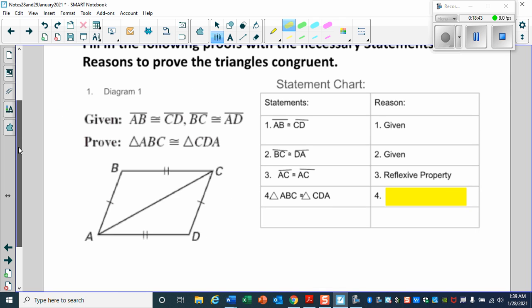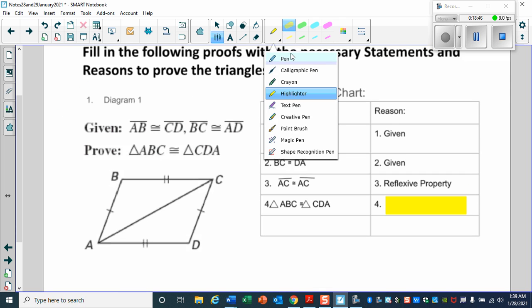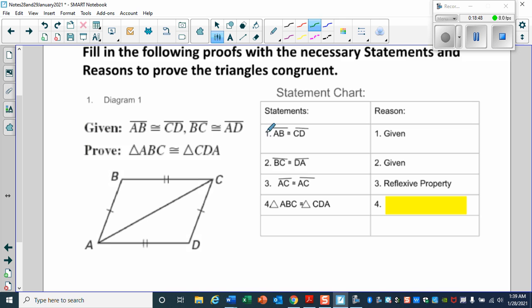So if we look at example 1, a lot of it's going to be explaining. Now they're going to give you quite a bit of information, and then from there you have to deduce, okay, what do I have, what do I need, what's given to me. So for instance, they gave us AB, it's the side here, is congruent to CD, right?